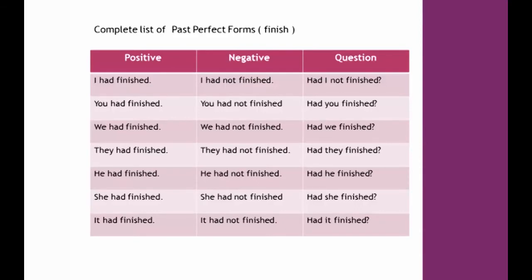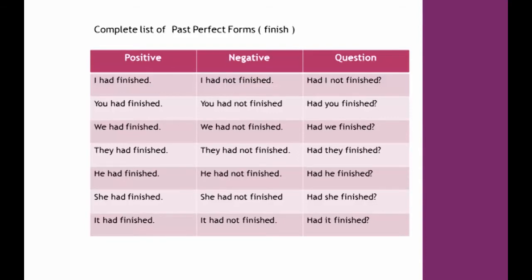Second person: you had finished. You had not finished in the negative. And in the question form: had you finished? Again, in the first person plural, including the speaker: we had finished. We had not finished. Had we finished? Third person plural: they had finished. They had not finished. Had they finished?